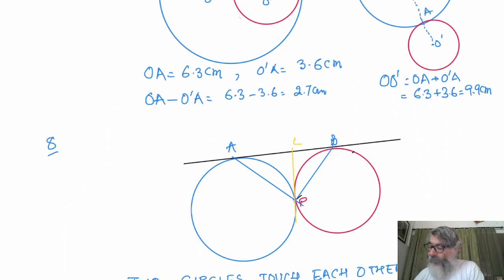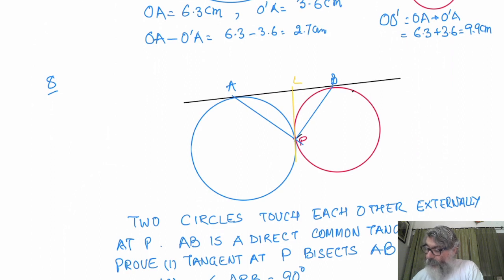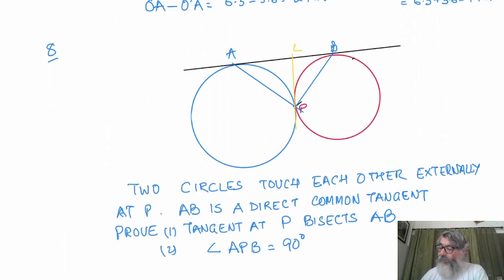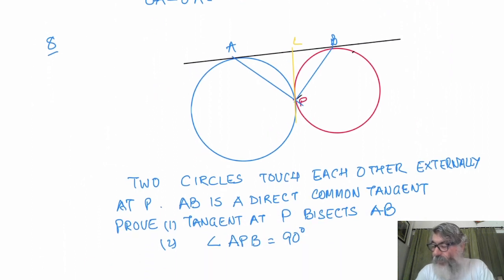Okay, next figure is, let's read the question and try to do the question. Two circles touch each other externally. They are touching each other at point P. You can see it in the figure.